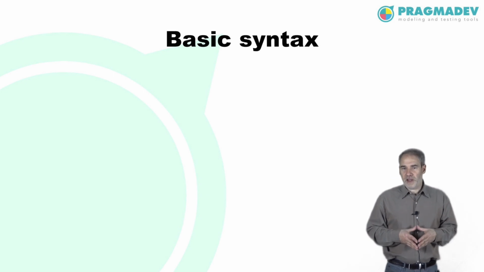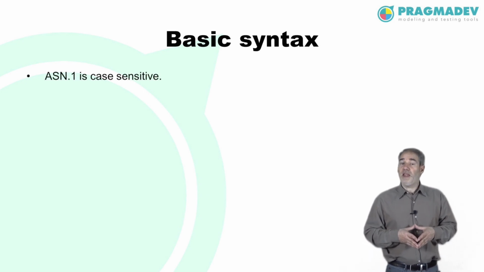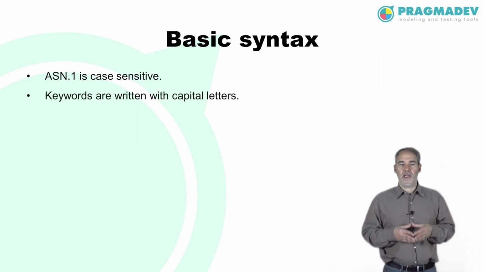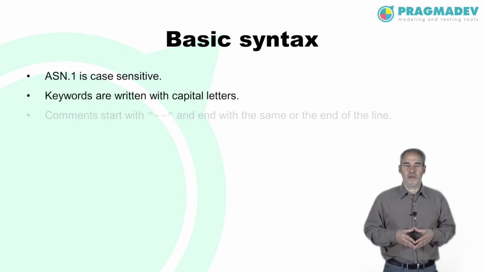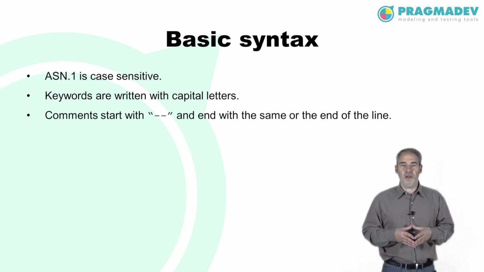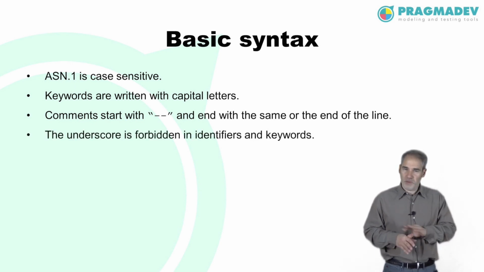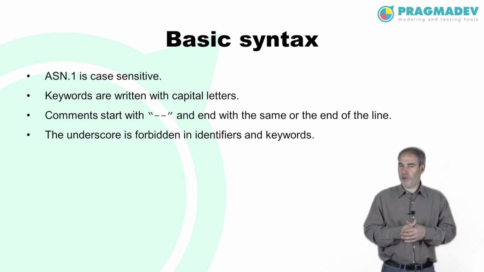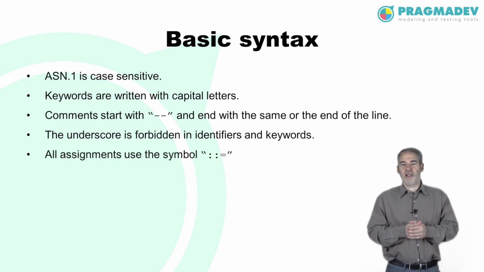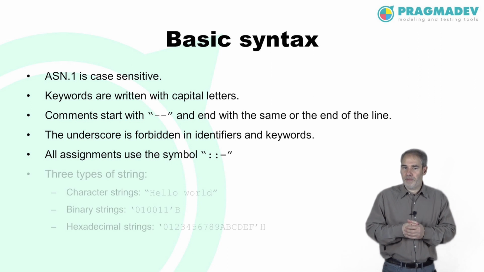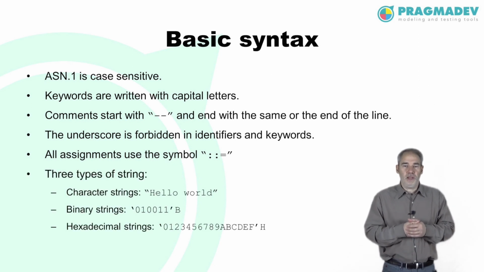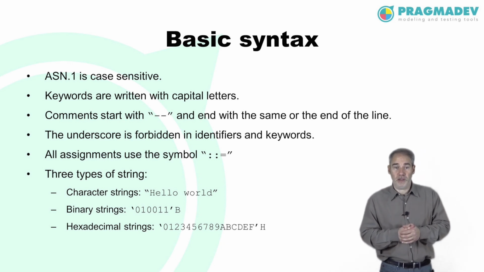A few words regarding the syntax of the notation. ASN.1 is case sensitive. Keywords are written in capital letters. A comment starts with a double dash and ends with the same or the end of the line. The underscore is forbidden in identifiers and keywords. The assignments are written with a double colon followed by the equal sign. There are three types of strings. The character string is defined with double quotes, the binary string with a simple quote and followed by a B, the hexadecimal string with a simple quote and followed by an H.